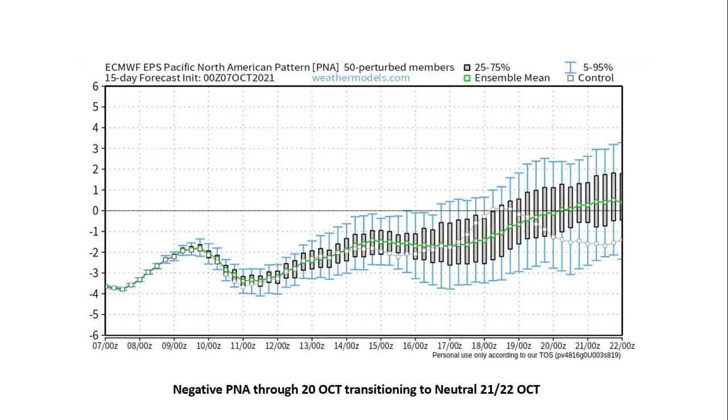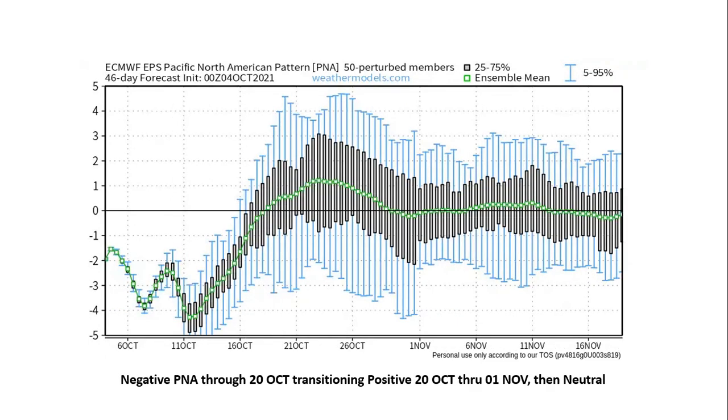Generally the 21st and 22nd of October, it's fairly neutral. You look at the European EPS PNA 50 perturbed members, generally showing a negative PNA through the 20th of October, transitioning positive from the 20th of October through the 1st of November, and then back to neutral to kick off the month of November.